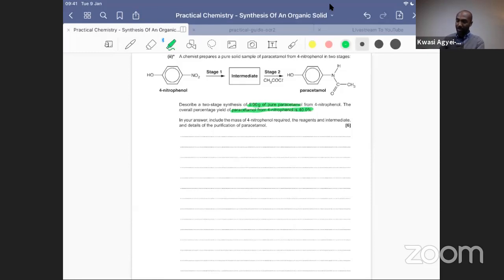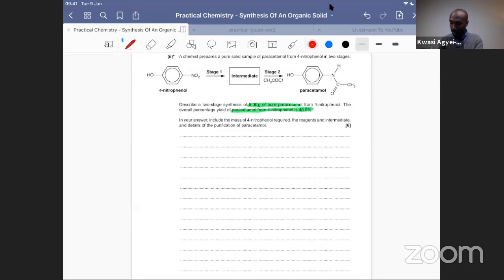Describe a two-stage synthesis of 5 grams of pure paracetamol. Let's have a go at doing it then. The first thing to do, I guess, is to work out how much of our 4-nitrophenol is going to be needed. In order to do that, we will need to work out what the molecular formula of paracetamol is, to work out how many moles of paracetamol we're making. So let's look at the molecular formula.